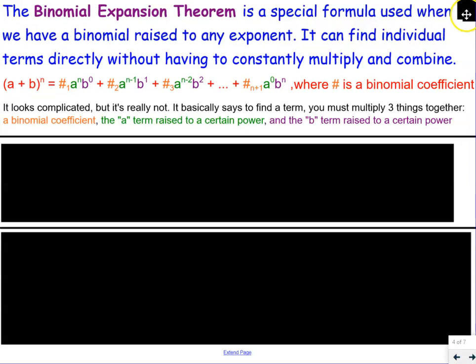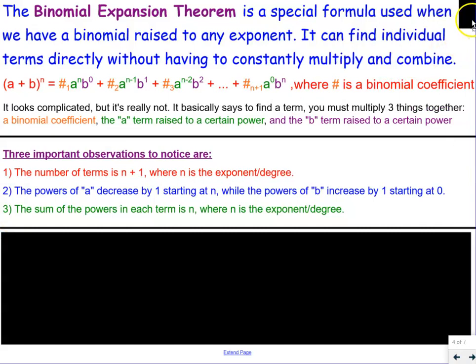It basically says to find any term, you multiply three things together: a binomial coefficient, the a term to a certain power, and the b term to a certain power. Now there are three important things to notice. The number of terms is n plus 1, where n is the exponent degree. You should have learned that when you did synthetic division. So for a quadratic, degree 2, there should be 3 terms, ax squared plus bx plus c. For degree 5, there should be 6 terms.